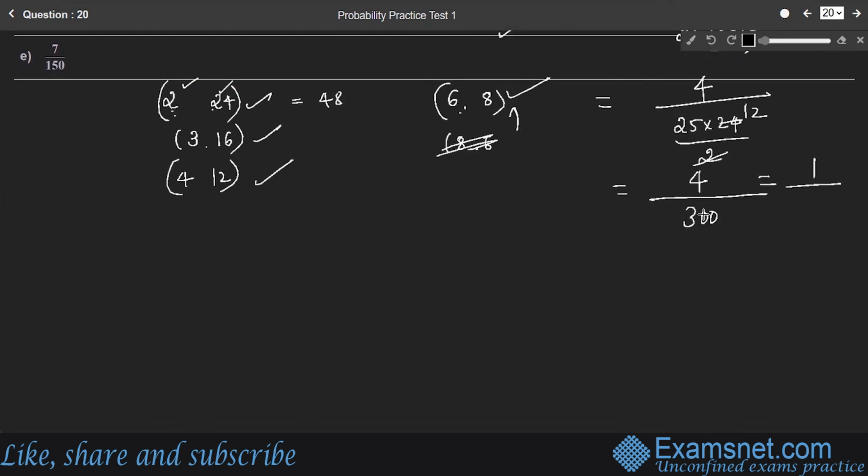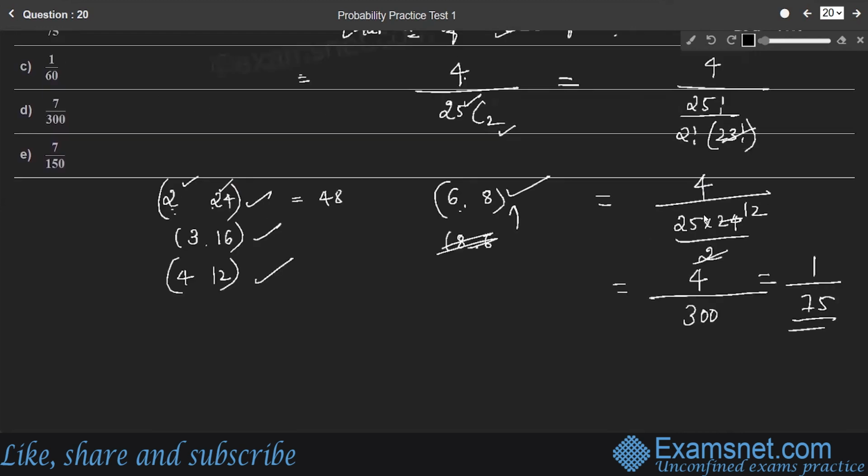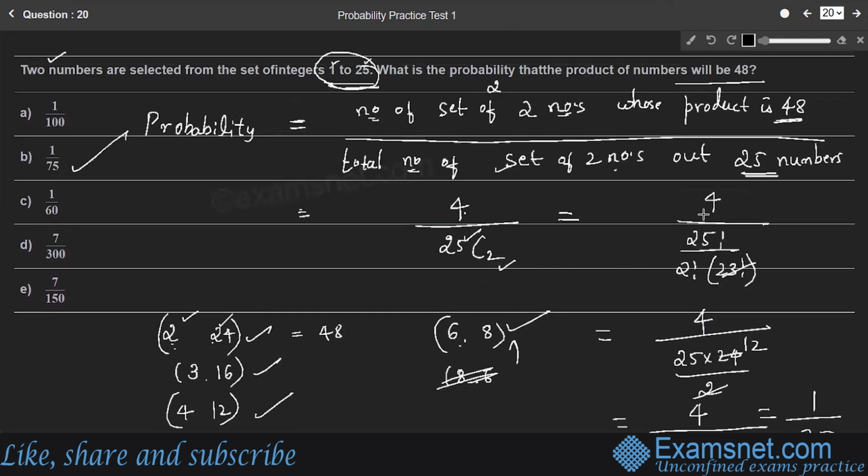So 75 into 4 is 300. Therefore, 1 by 75 is the answer, right? So option B is the right answer. So the probability that the product of numbers will be 48 is 1 by 75, right? That means out of 75 sets of numbers, the product of numbers will be 48 only in 1. So option B.